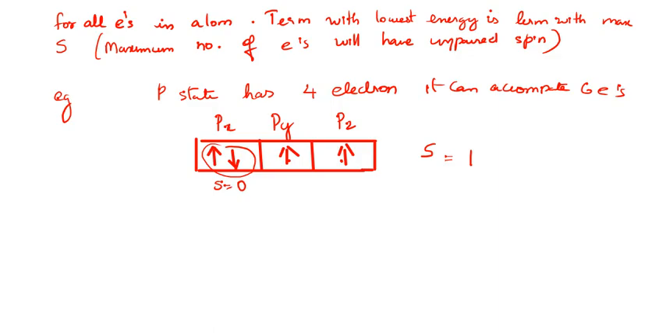Thus, in this case, the spin quantum number S is maximum in this type of filling. Thus, multiplicity will be 2S plus 1, that is equal to 2 into 1 plus 1, that is equal to 3. This is the state having the lowest energy.